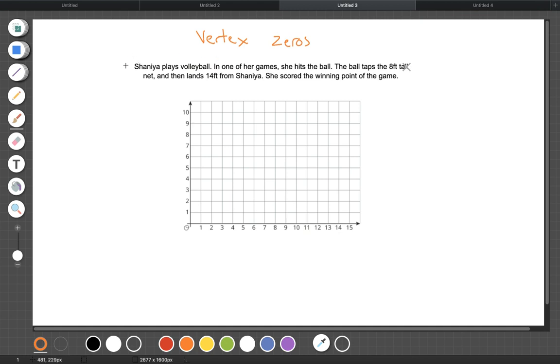So let's read it first. Shania plays volleyball. In one of her games, she hits the ball. The ball taps the 8-foot-tall net and then lands 14 feet away from Shania. She scores the winning point of the game.